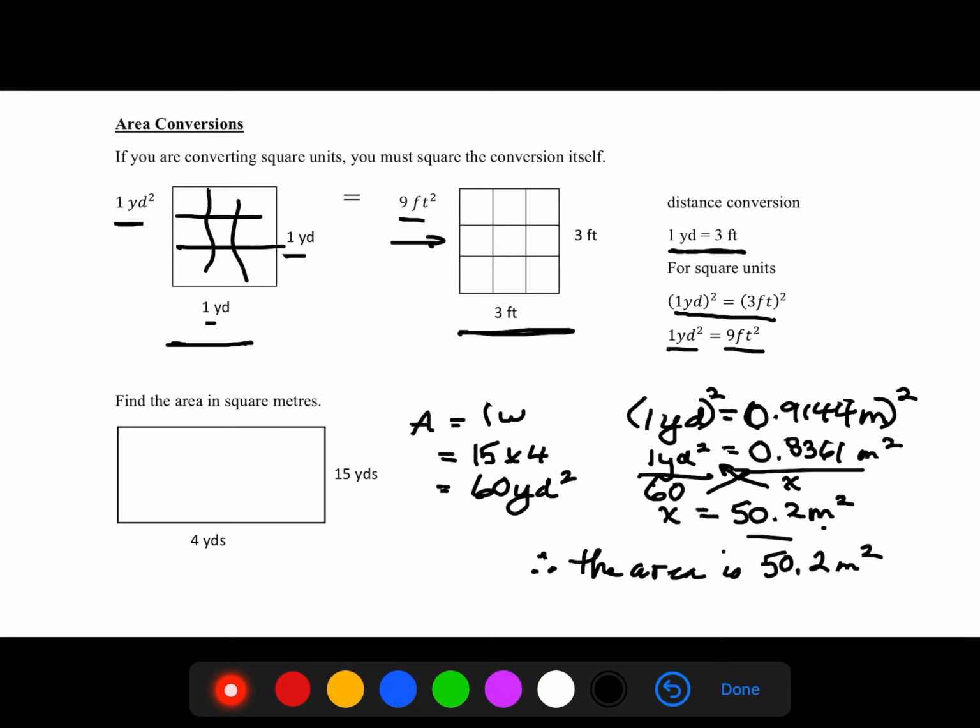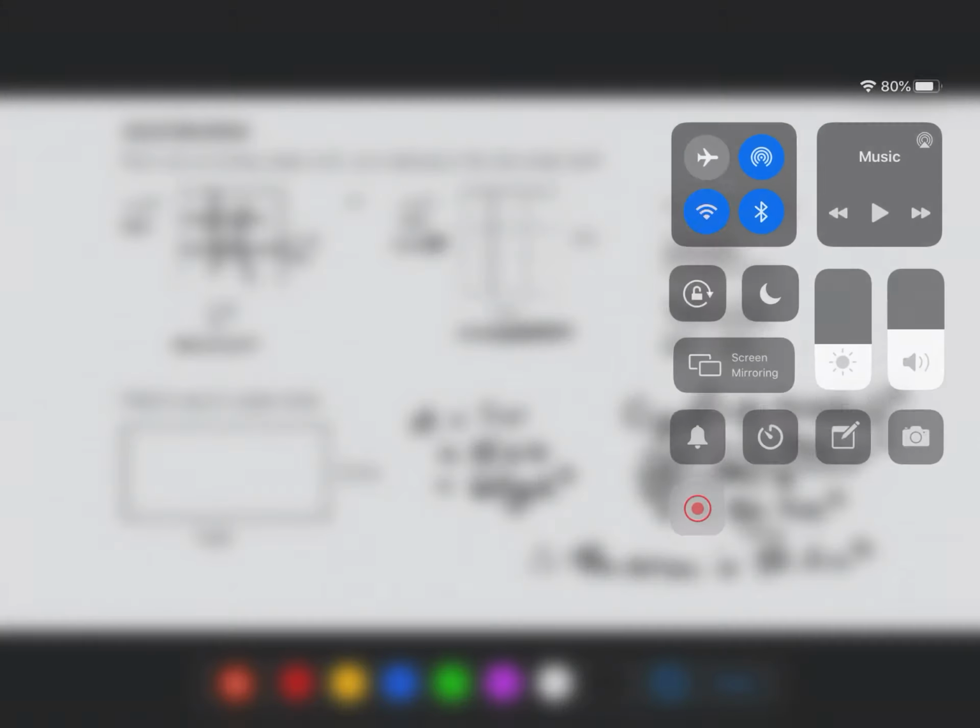Okay, so some questions to practice on your worksheet for today. It's actually going to be from the textbook. So you have the answers as well.